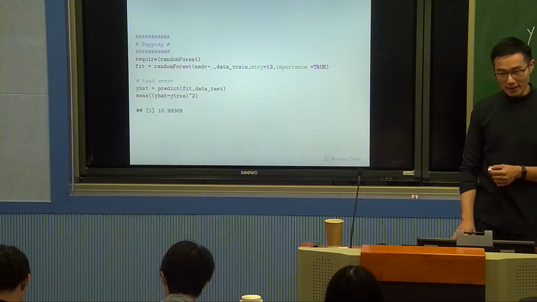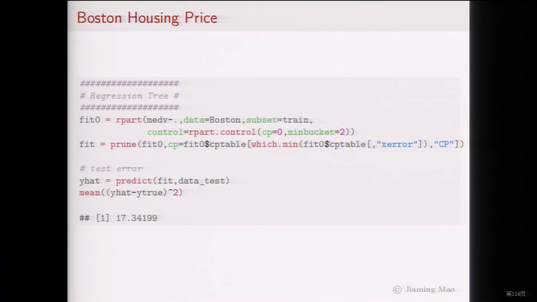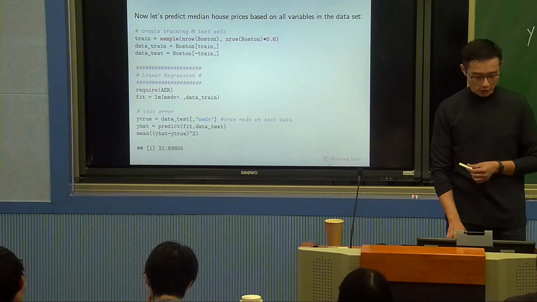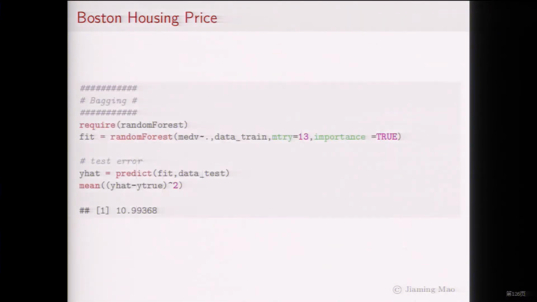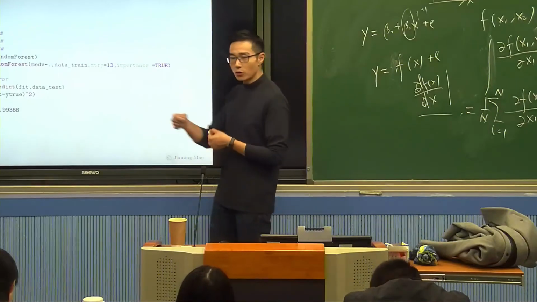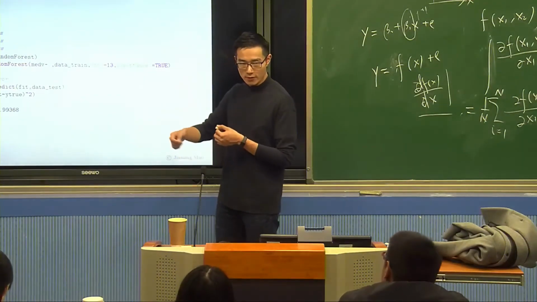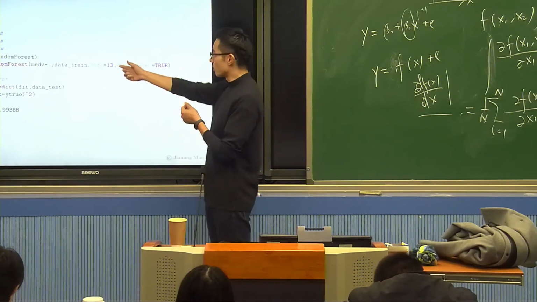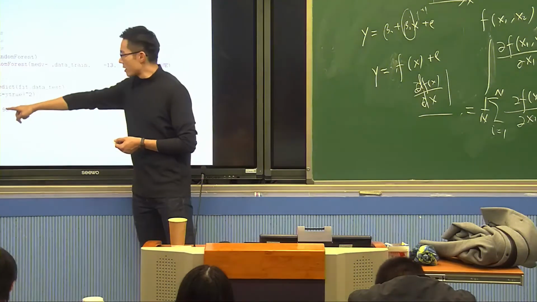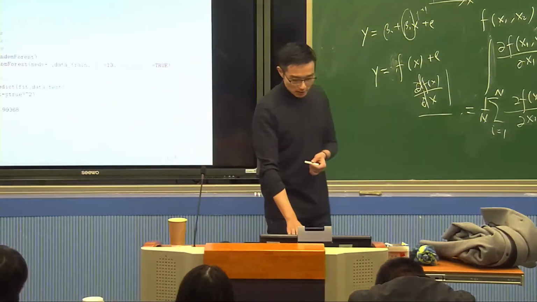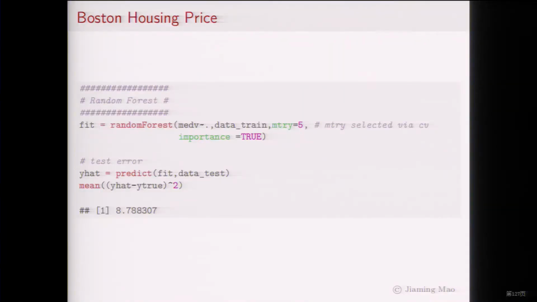Now let's try bagging. Remember the error term we have is 17 for the tree, and 21.89, about 22, for linear regression. By bagging, I mean using all the variables, considering all the variables every time we split. Here we only have 13 variables, so I'm considering all of them, and our test error now goes down to 10.99. Much better, right? What about random forest?